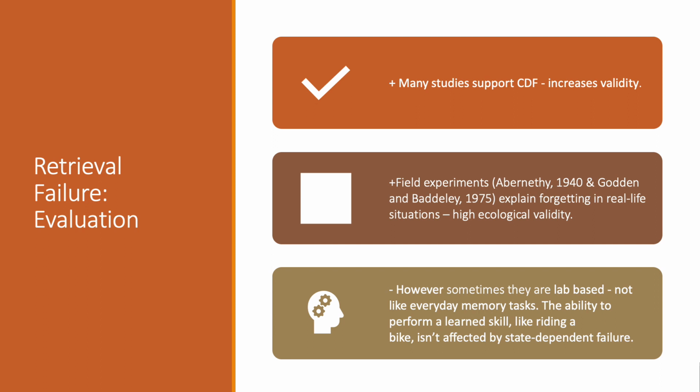However, sometimes they are lab-based. For example, Goodwin's study was a lab study, and it's not like everyday memory tasks. The ability to perform a learnt skill, such as riding a bike, usually isn't affected by state-dependent failure. So say you were really happy on the day that you first learnt to ride a bike, it doesn't matter if you're sad one day, you will still be able to complete that task. So it doesn't explain all forgetting.